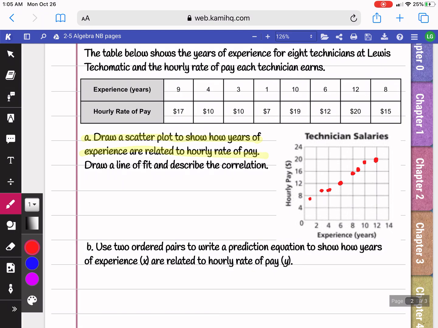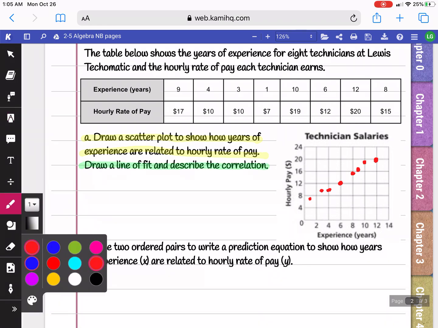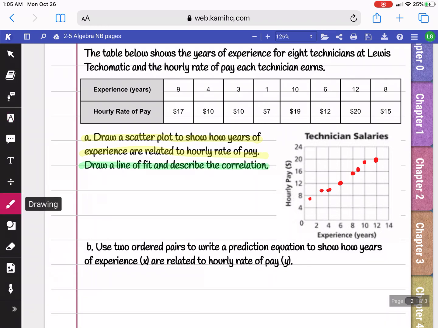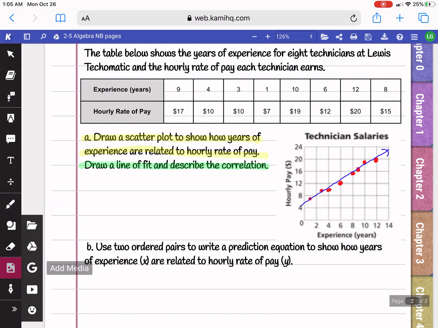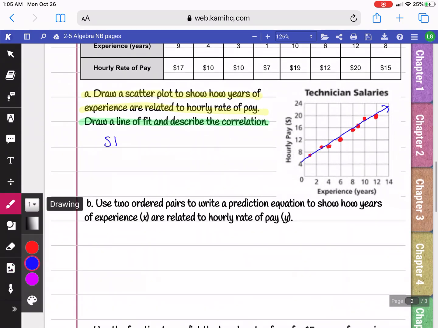So part A asks us to draw our scatter plot. Part A also asks us to draw a line of fit and describe the correlation. So I'm going to draw a line that goes through the center of most of these points. And then I can see this one's going up, so it's positive, and my points are close to that line of fit, so it's a strong correlation. So this has a strong positive correlation.